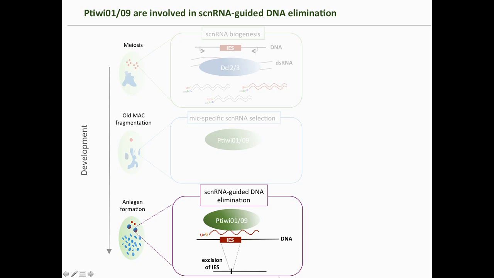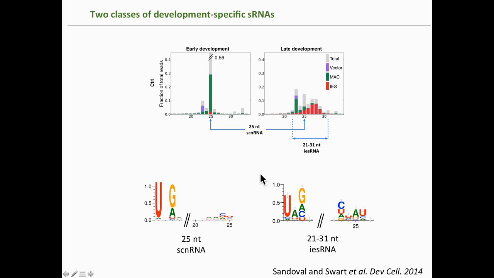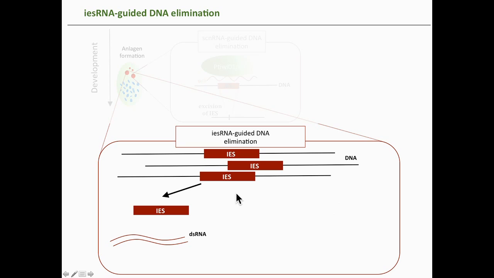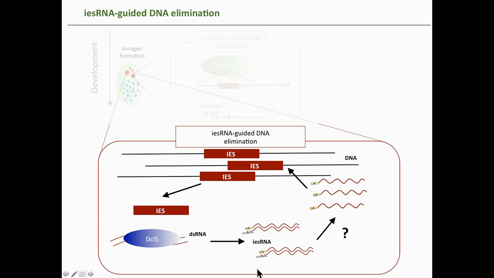The scnRNAs are expressed early during development, are 25 nucleotides in size, and show a typical UNG signature at the 5' end. There is a second class of small RNAs involved in rearrangement, so-called iesRNAs. They appear later during development, are exclusively IES matching, and have a size between 21 and 31 nucleotides. They show a particular 5' signature of UAG and a 3' signature of CNAU. So we believe that these iesRNAs are produced from excised IESs, then processed by the Dicer-like 5 protein, forming double-stranded iesRNAs. Somehow they are made single-stranded and then target other copies of the same IES for proper, complete excision.